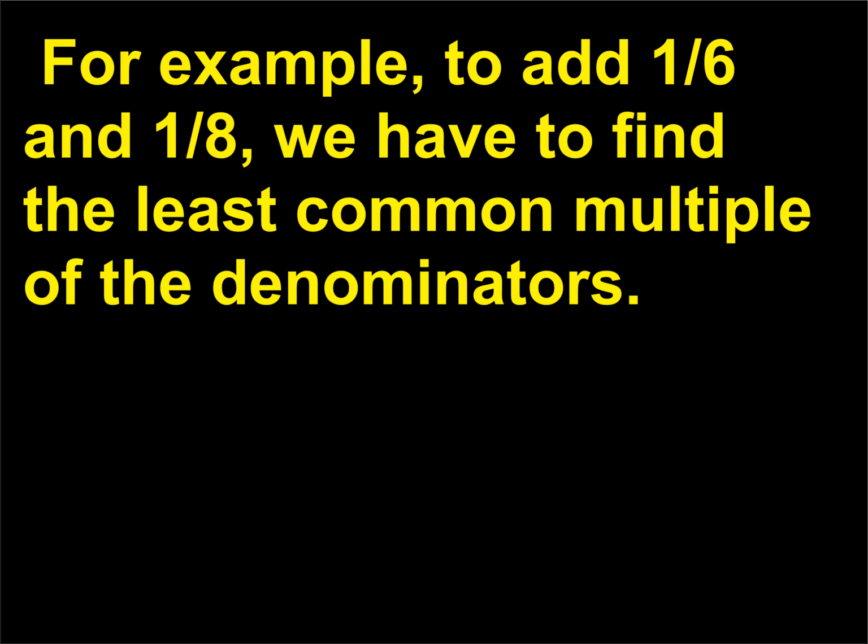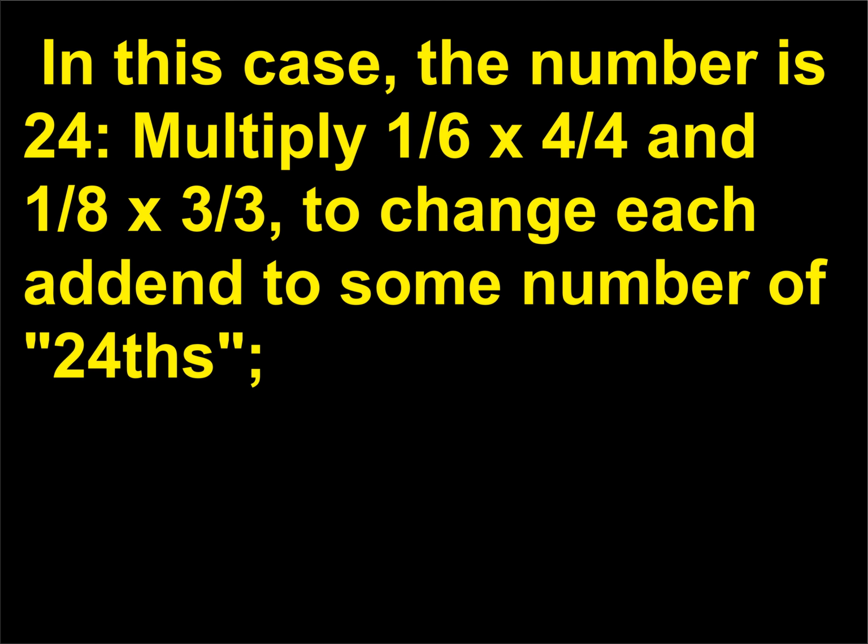For example, to add 1/6 and 1/8, we have to find the least common multiple of the denominators. In this case, the number is 24. Multiply 1/6 x 4/4 and 1/8 x 3/3, to change each addend to some number of 24ths.